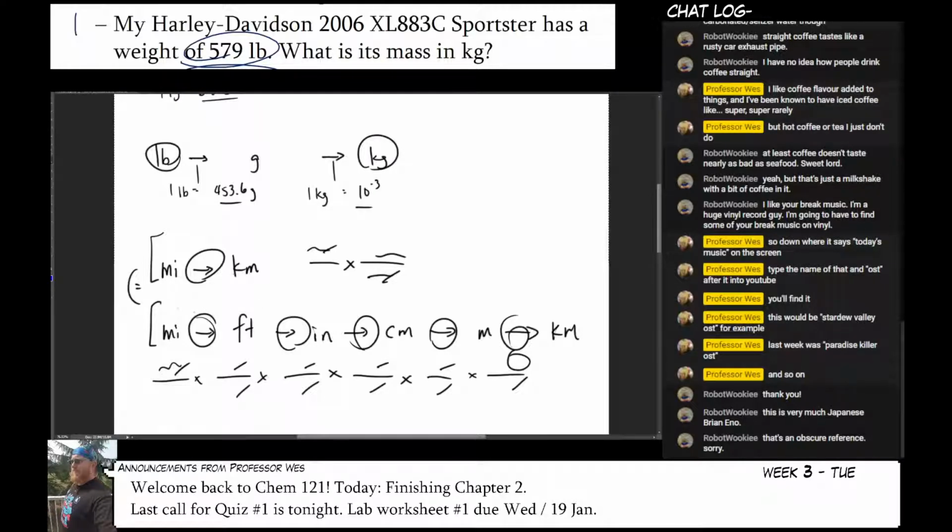to guide yourself from one unit to another, as long as you can find all the conversions for each step. So can I find miles to feet? Sure, 1 mile is 5,280 feet. Sure, I can look that up. Sure, 1 foot is 12 inches. And so on and so forth. If you can find all those conversions and then string them all together in a multiplication problem, you'll get the right answer.